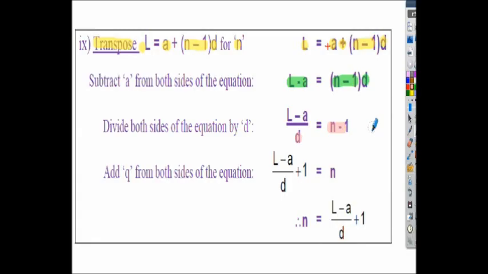In this case I'm trying to rearrange the equation to make n the subject, so I need to remove the negative 1 from the right hand side, so I'm going to add 1 to both sides of the equation. So on the next line I simply added 1 to both sides. That's now equal to n. So just turning the equation around, n is equal to L minus a all divided by d, plus 1. So lots of inverse operations were required in the transposition of that equation to make n the subject.